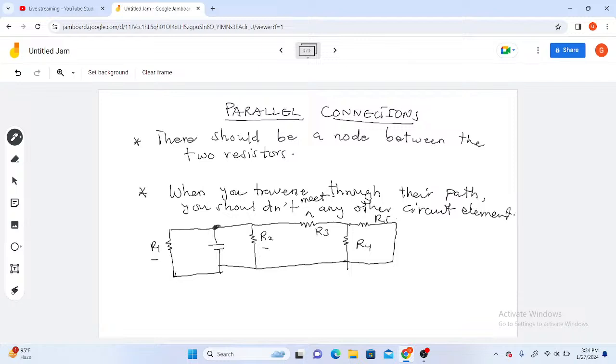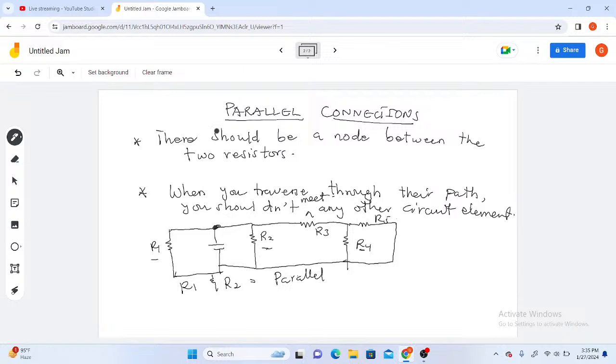So R1 and R2. When you traverse, it means that you're going to move along their paths in a loop-wise manner. So you move through it this way, and you realize that they are the only circuit elements you are going to meet. You shouldn't meet any other circuit element. Hence, R1 and R2 are parallel to each other.